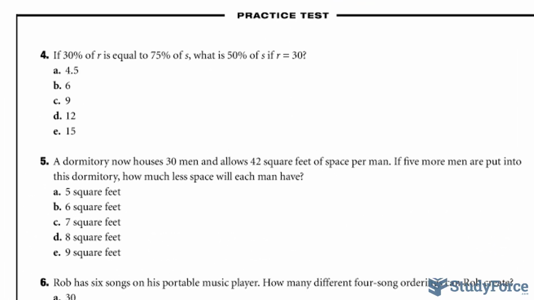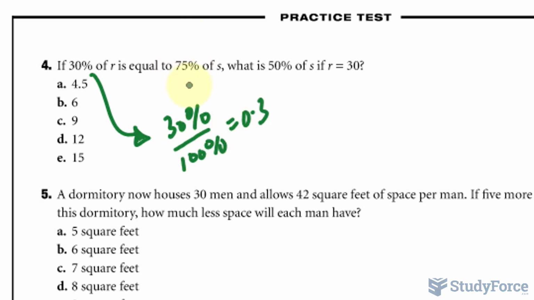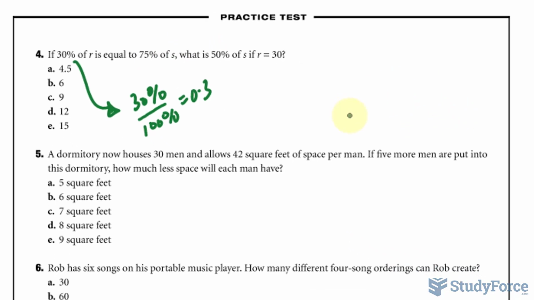For question 4, if 30% of R is equal to 75% of S, we have to write 30% as a decimal. So 30% divided by 100% is 0.3. We use the same logic for S, so it would be 0.75. I'll write down 0.3 R is equal to 0.75 S. That's that first statement.